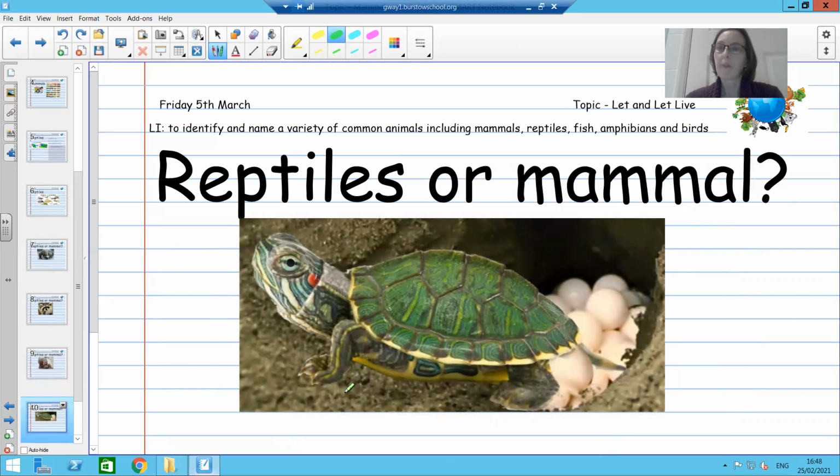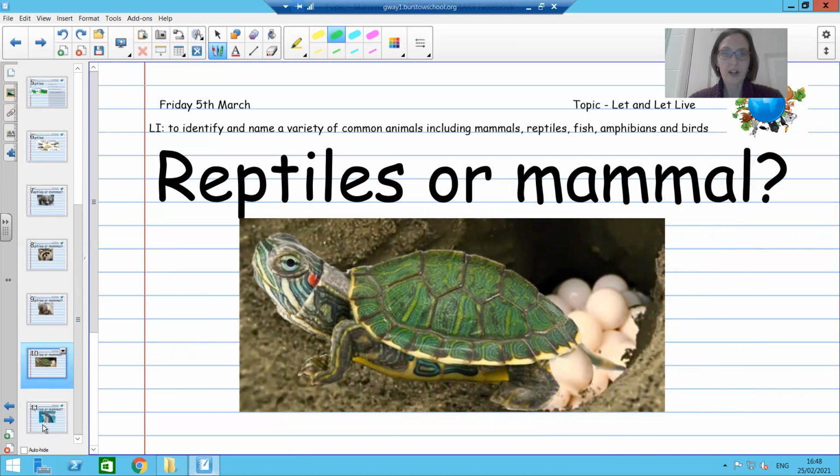Next one. I think that's a little terrapin. So again, reptile, mammal. Does it lay eggs? Does it give birth to live young? Does it have fur and hair? Well done if you said reptile. The clue's in the picture even, isn't it? There's its little eggs there that its babies are going to hatch from.